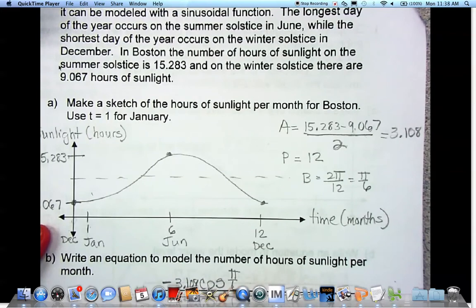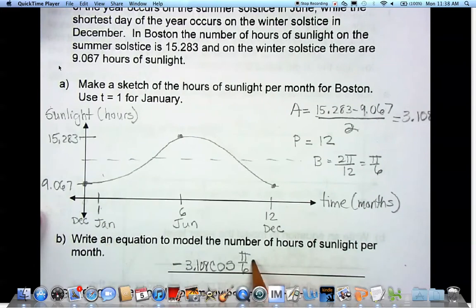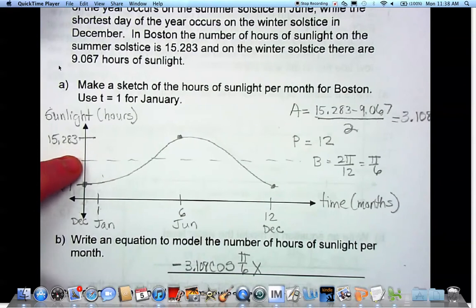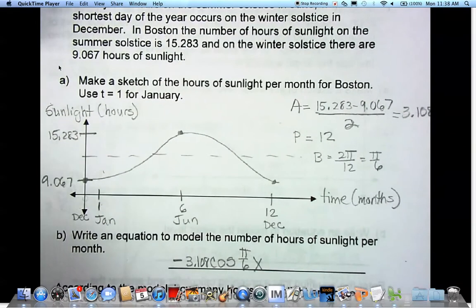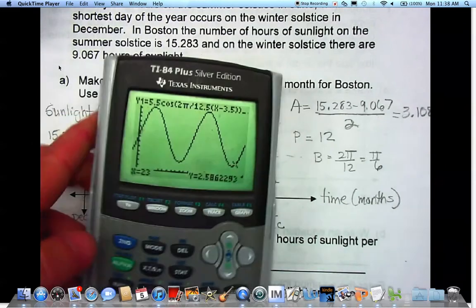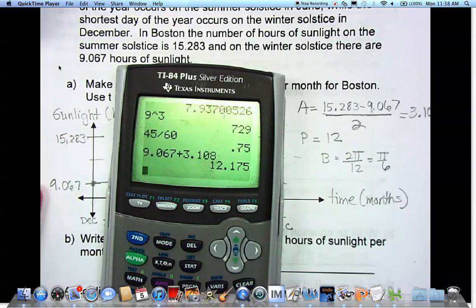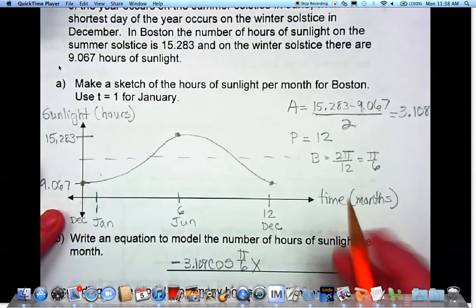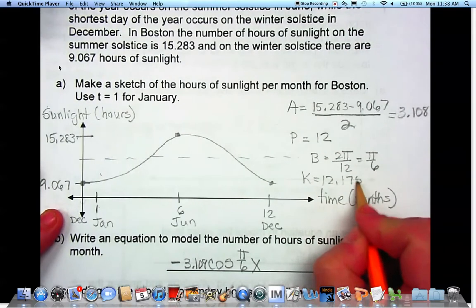Is it moved horizontally? No. So it's just an x. But it is moved up. We've got to find this point right here. How do you find that point? Half, or 9.067 plus 3.108, which is 12.175. So I'm going to put K equals 12.175.